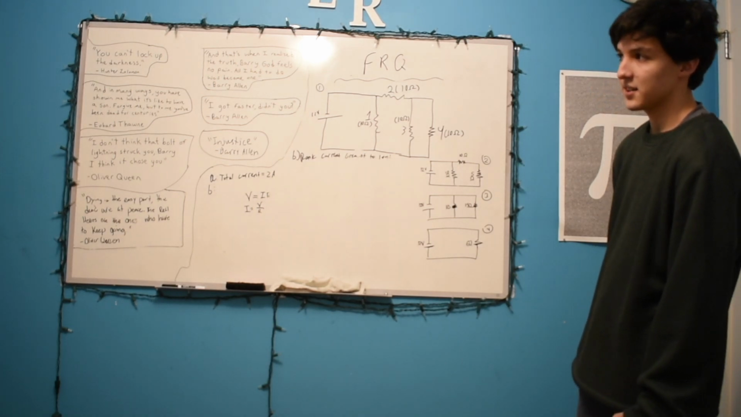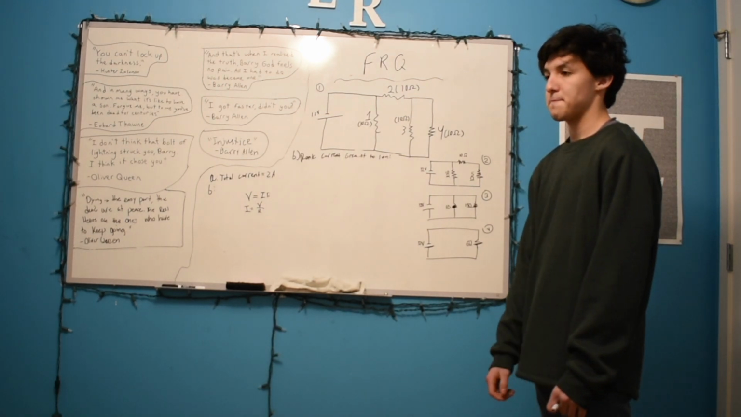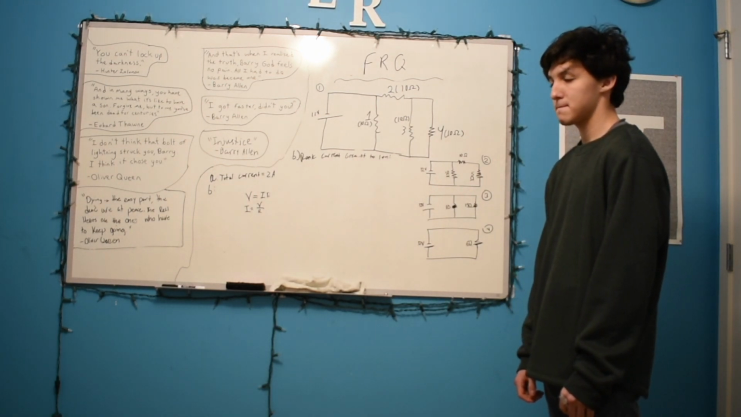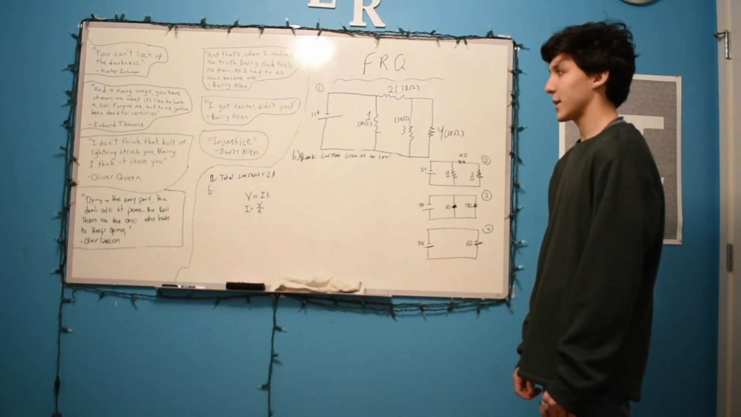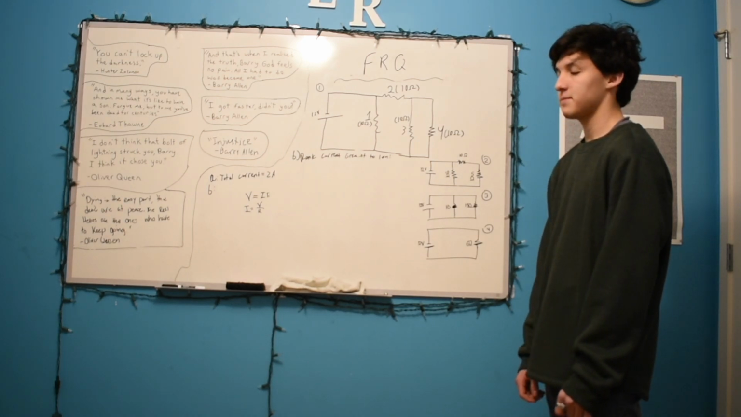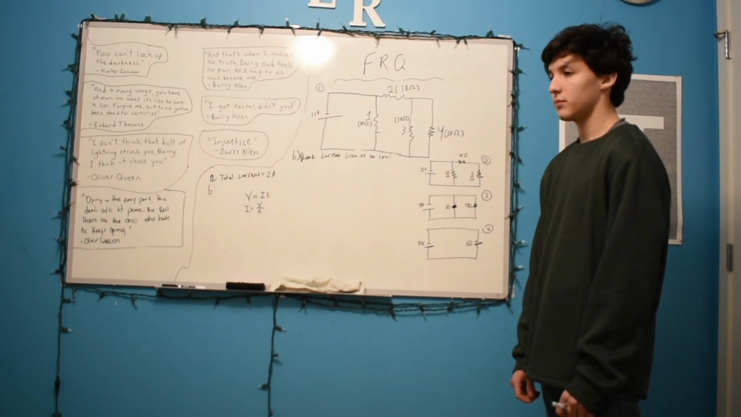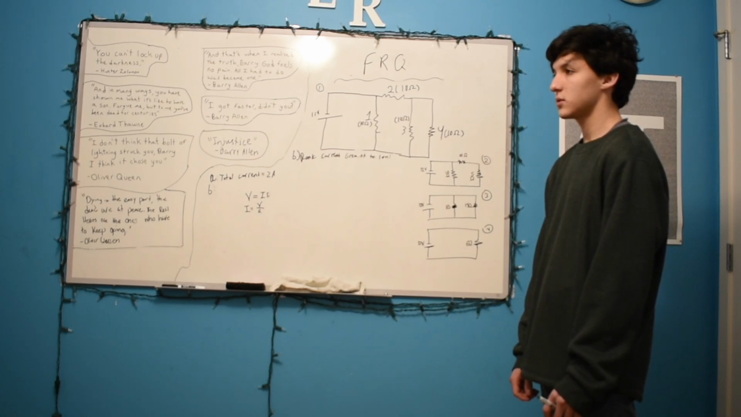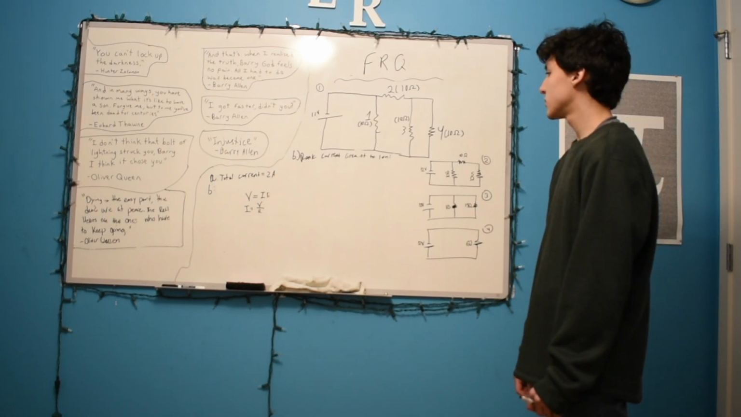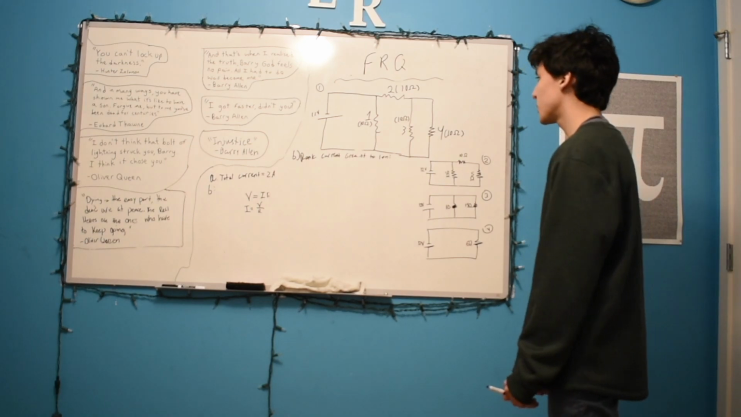Okay, whatever. Little recap. Let's do series first. In a series circuit, every resistor has the same current, and also in a series, the voltages add to the total voltage. In a parallel, it's the opposite.